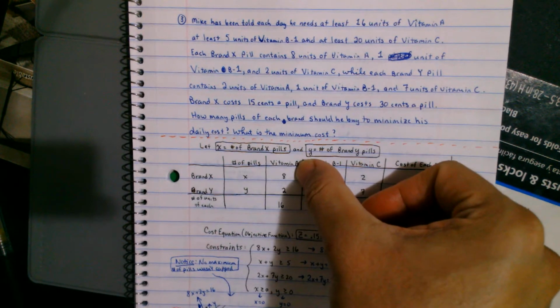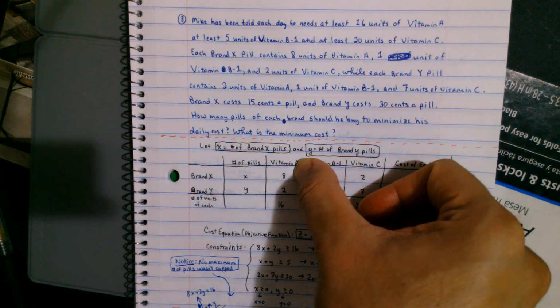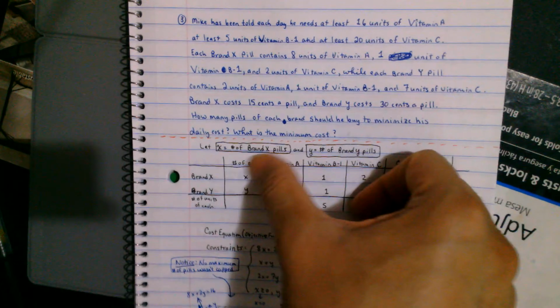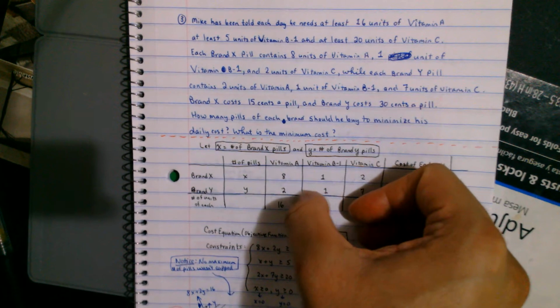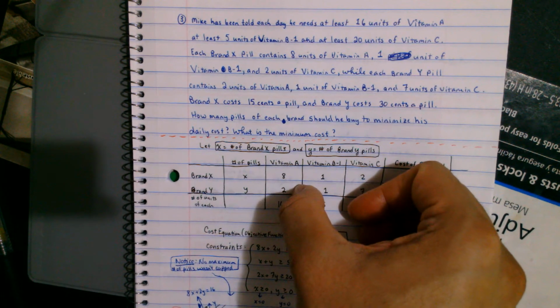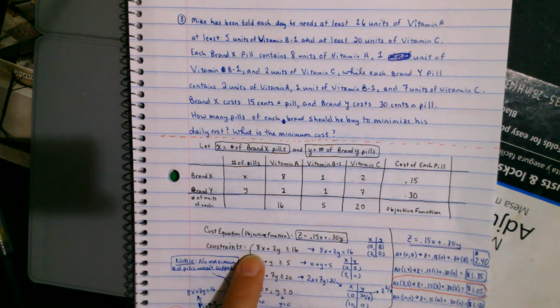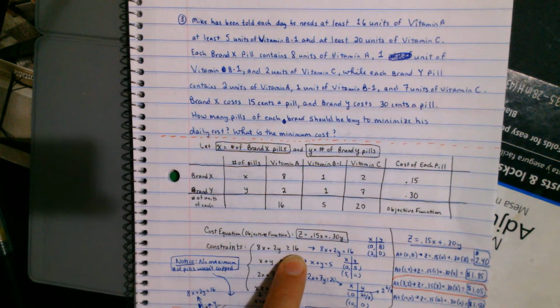So it stands to reason that 8 units of vitamin A times X, the number of pills, is how much vitamin A is going to come from the brand X pill. The amount of vitamin A that comes from the Y pill is 2Y. That has to be at least 16. So 8X plus 2Y has to be greater than or equal to 16.